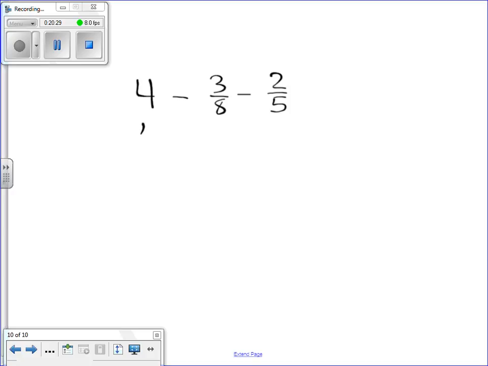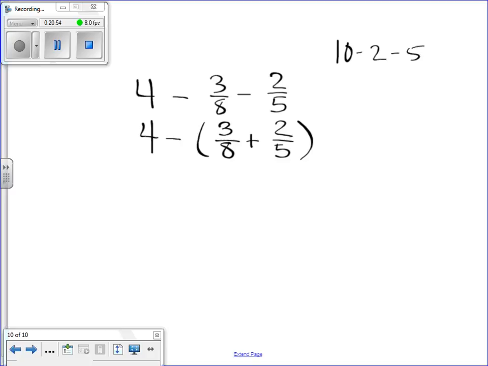So if you just do 4 minus and then take these two guys and combine them. That way you're not having to find common denominators for everything and having to borrow over here. It's a lot easier. Just like if I were doing 10 minus 2 minus 5. Having to subtract and then subtract and then subtract. 10 minus 2 is 8, 8 minus 5 is 3. Sure. But 10 minus 2 plus 5. Well, I know that 2 plus 5 is 7. 10 minus 7, oh, that's 3. You just combine those two. You get the same thing.